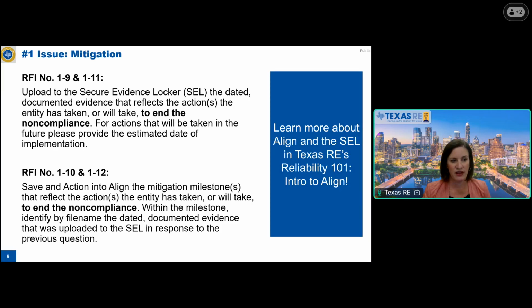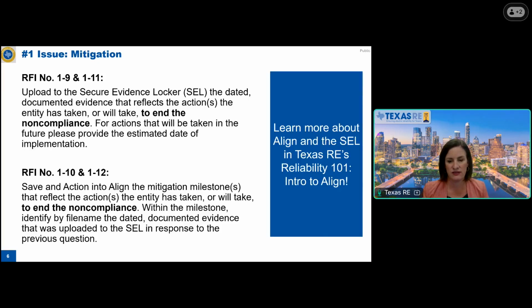Likewise, for end of noncompliance, RFI standard language says, save an action into Align, the mitigation milestone that reflects the action the entity has taken or will take to end the noncompliance. Now, save an action into Align is sort of a term of art that's used in Align. And what it is, it's just the button that you click when you are done entering the information. We'll be talking a lot about Align today.